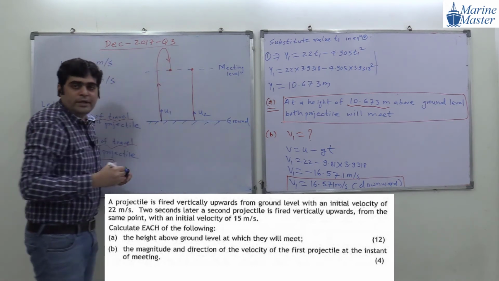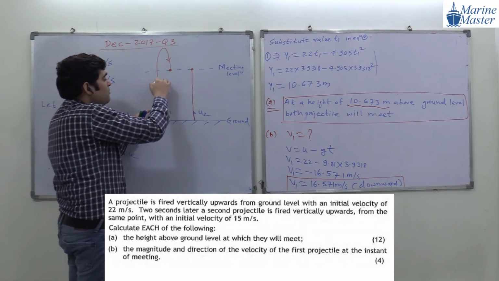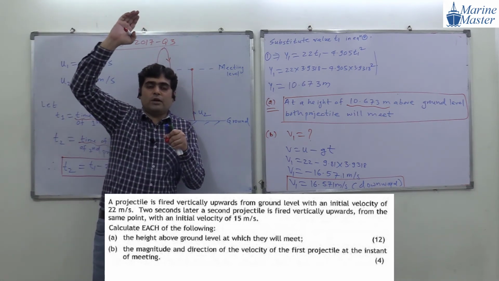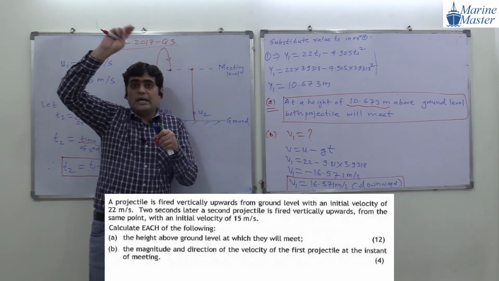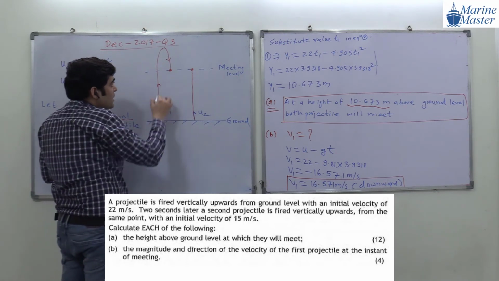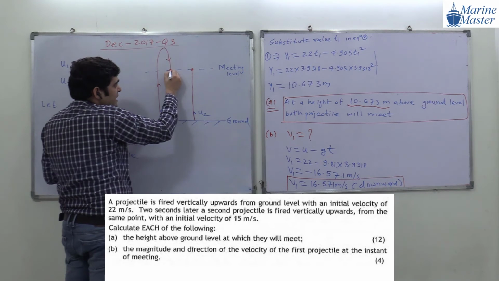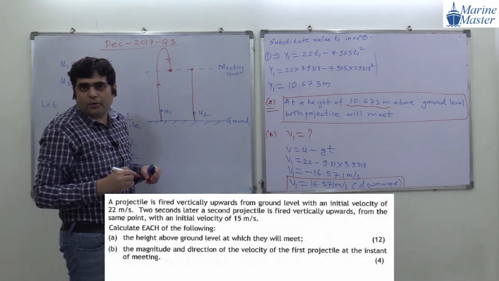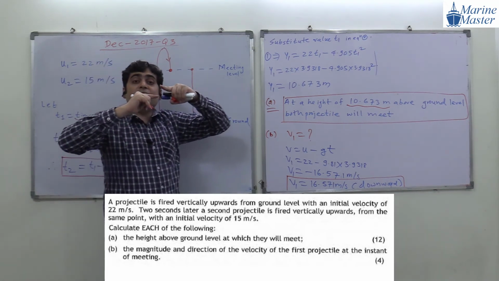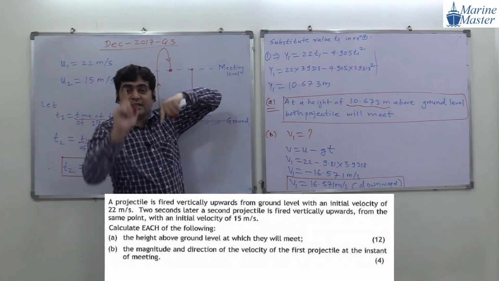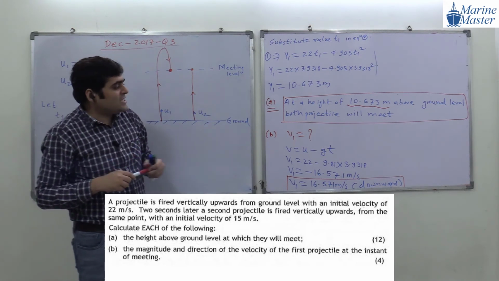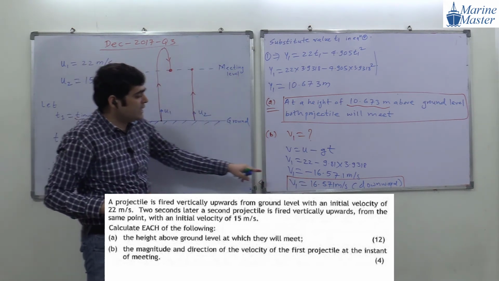How is the first projectile going? The first projectile is going up, going up, going up until its velocity becomes 0, and then it falls down. Now what about the second projectile? When the first projectile is going down and the second projectile is going up, in that scenario they will meet each other. Are you getting my point? So that's why we are getting the first projectile's value as negative.